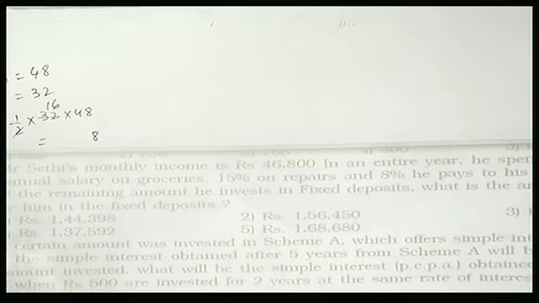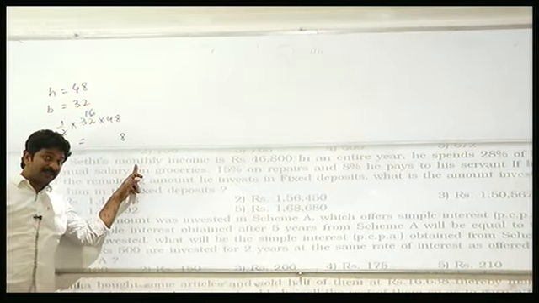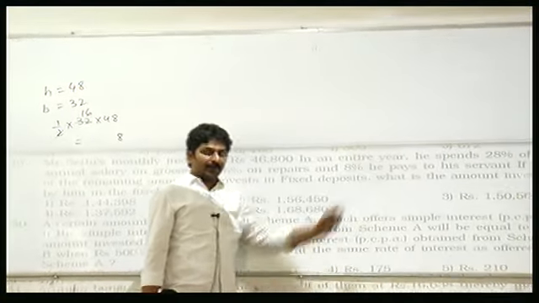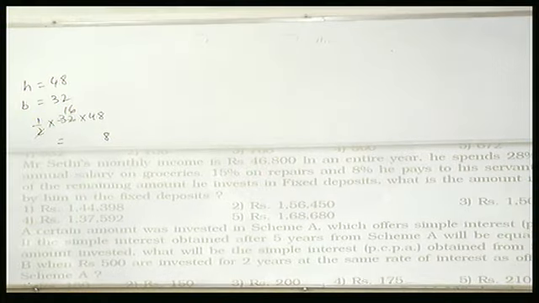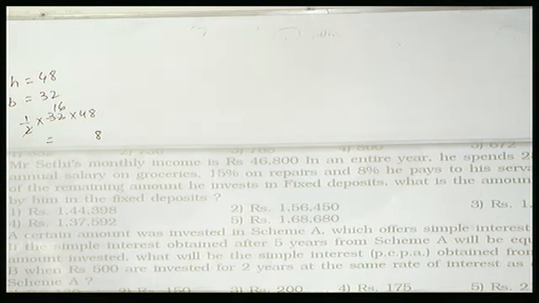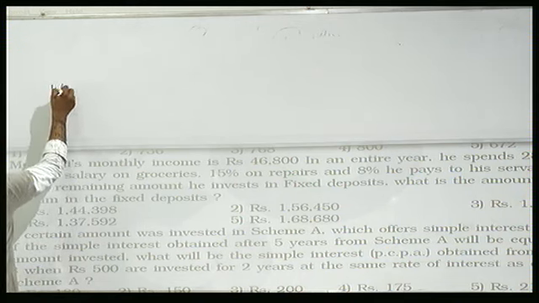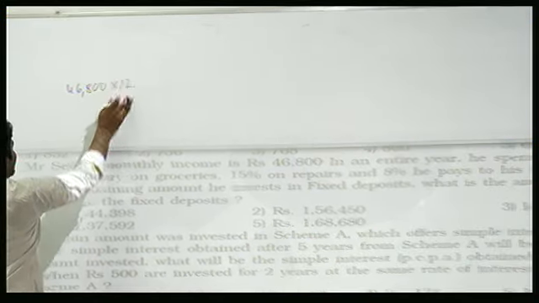Mr. Sethi's monthly income is 46,800 and an entire year. This is monthly and this is yearly. Be careful. He spends 28% of his annual salary on groceries, 15% on repairs and 8% he pays to his servant. If half of the remaining amount he invests in fixed deposits, what is the amount invested by him in the fixed deposit? It asks about the amount invested in fixed deposit. This is per year. Per month it is 46,800. Yearly it is into 12.